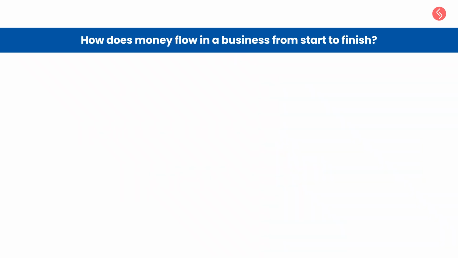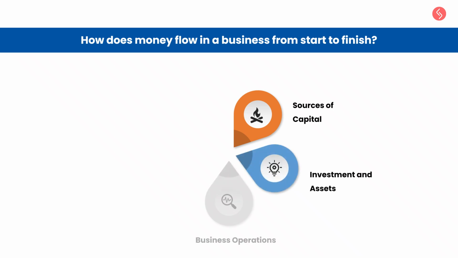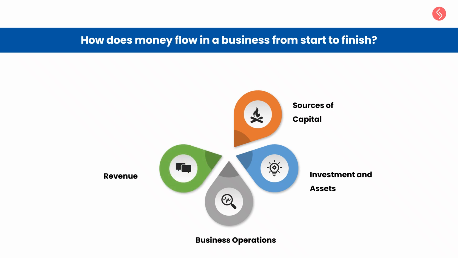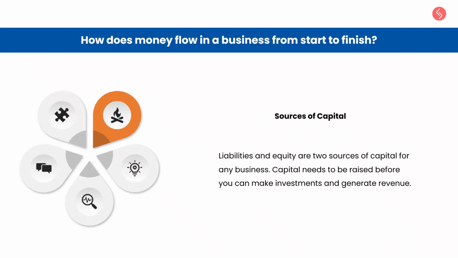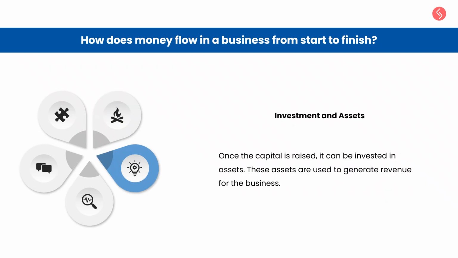Let us further understand how money flows in a business from start to finish. It flows in the form of source of capital, investment and assets, business operations, revenue, profit. Sources of capital. Liabilities and equity are two sources of capital for any business. Capital needs to be raised before you can make investments and generate revenue. Investment and assets. Once the capital is raised, it can be invested in assets. These assets are used to generate revenue for the business.